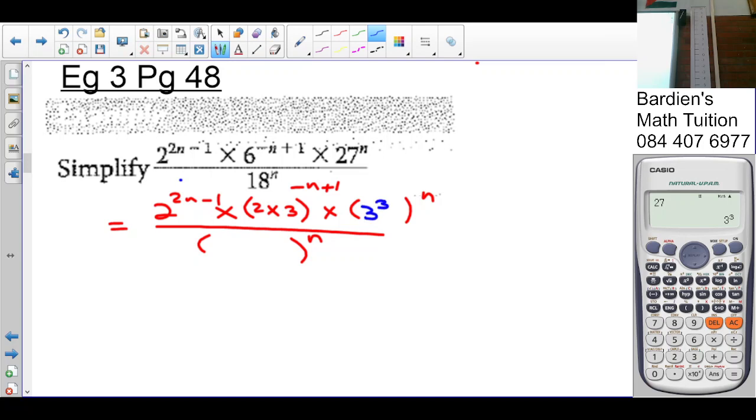Let's put it in your calculator. Where's your calculator? You don't have a calculator? So are you writing exams?